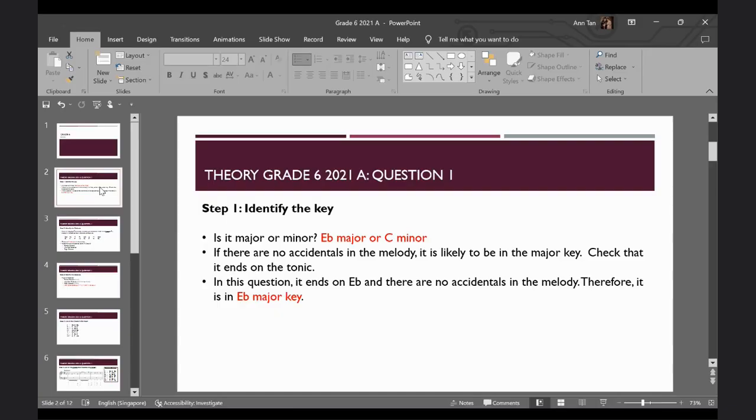So in this question, we can see that there are 3 flats, B flat, E flat, and A flat. So it's likely in the E flat major key or C minor. So how do we know if this is in the major key or the minor key? If there are no accidentals in the melody, it is likely to be in the major key. And we check that it ends on a tonic, which means that it's the home key. And in this question, we can see that it ends on the E flat.